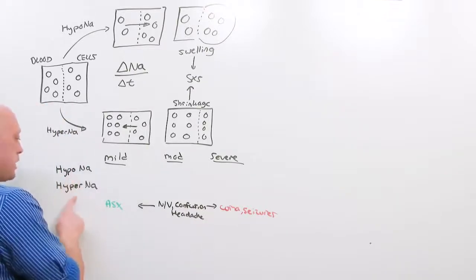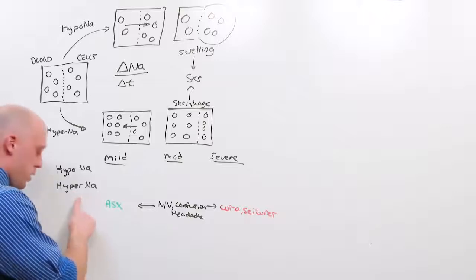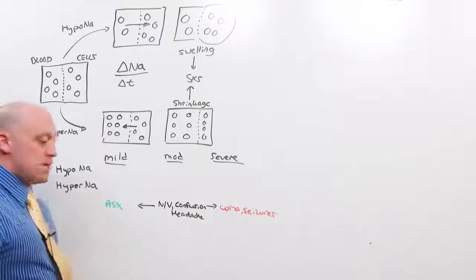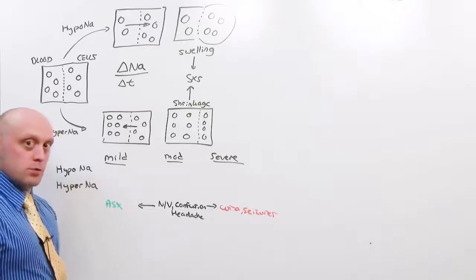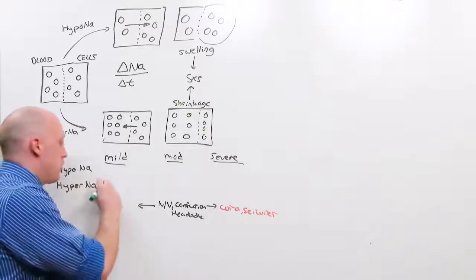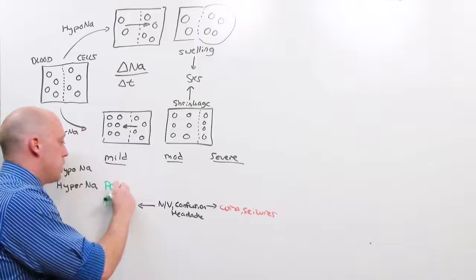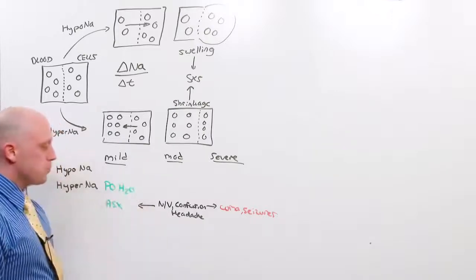Hyponatremia is much more complicated than hyper. So let's talk about hypernatremia first. Hypernatremia means a free water deficit. And the best way to replace free water is to do it by mouth. PEG tube or mouth. Just give them water.